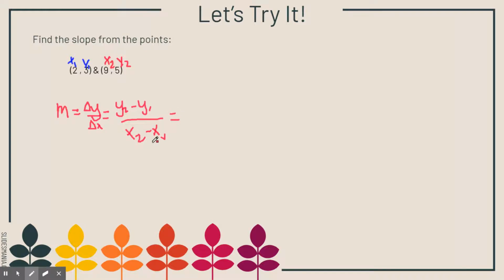All right, so now I'm going to plug them in. My y2 I'm going to do first, and that's 5. Then I'm going to put my line, and I'm going to do my x2, which is 9. Then I'm going to subtract both. Then I'm going to go to my y1, which is 3, and my x1, which is 2. Now I'm going to subtract and solve it.